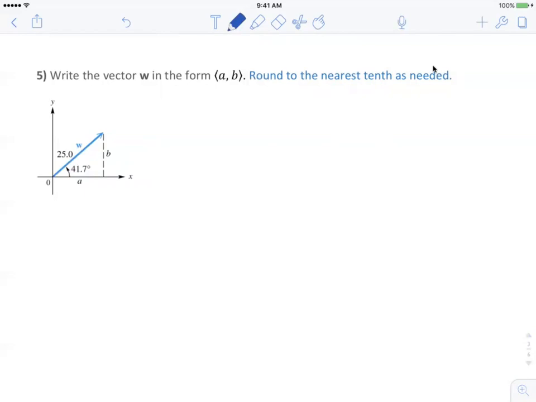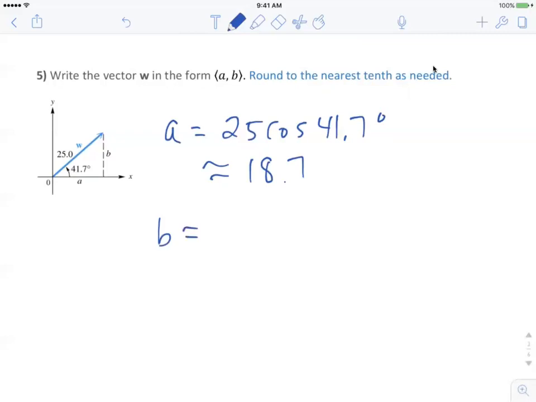So my a is going to be 25 cosine 41.7. It says round to the nearest tenth. So 25 cosine 41.7, I'm getting about 18.7. For b, just replace cosine with sine. 25 sine 41.7.